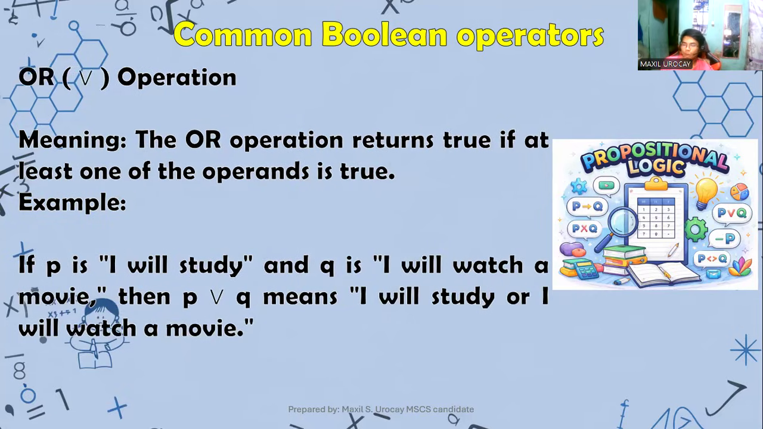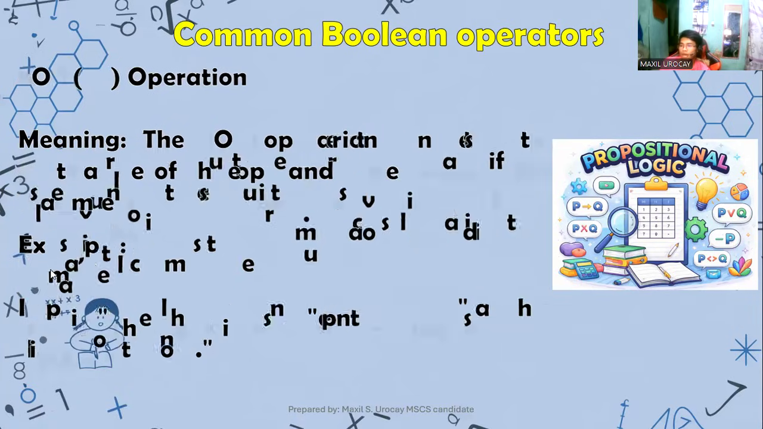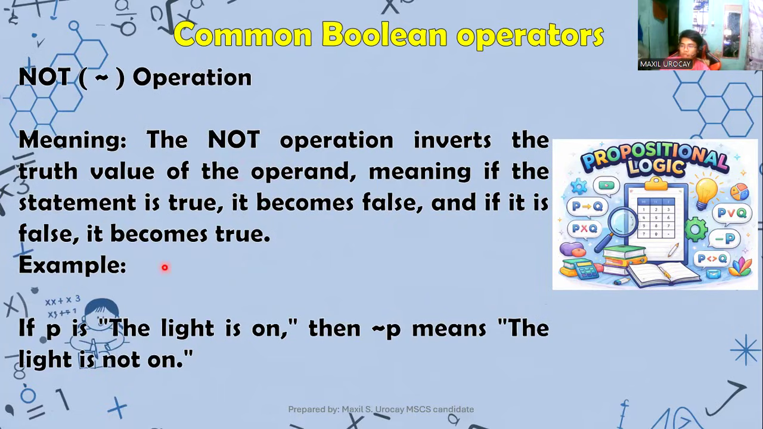Now, the OR operation returns true if at least one of the operands is true. So if P is I will study and Q is I will watch a movie, then the result P or Q means I will study or I will watch a movie. That's really so simple.